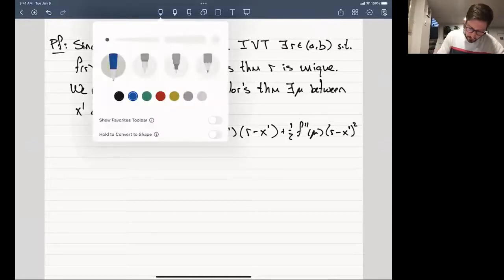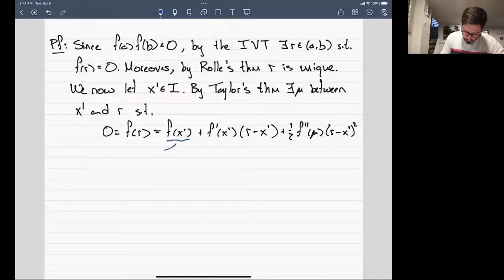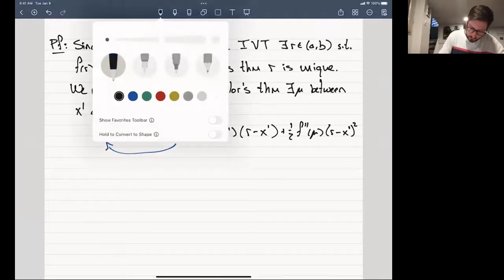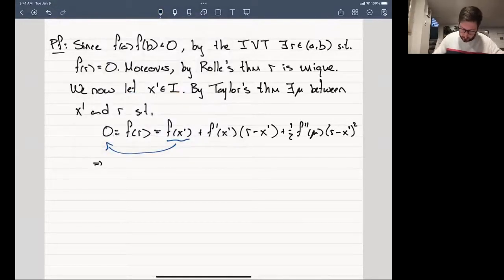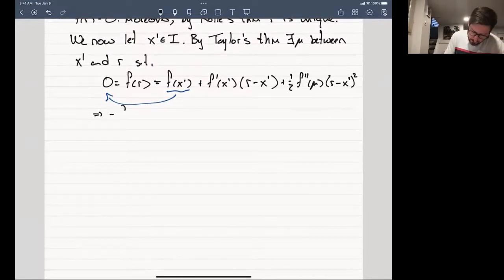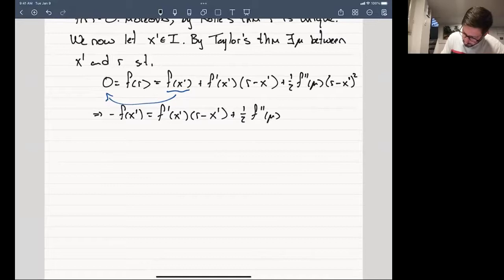Now, here's what I want to do. I want to take this and I want to kick it over onto the other side. So that'll be my first step here. So I get minus f of x prime, and this is equal to, now just putting down everything that I had before that's left. So remember, we can do this Taylor's theorem argument because we have twice differentiability, right? F is in C2.